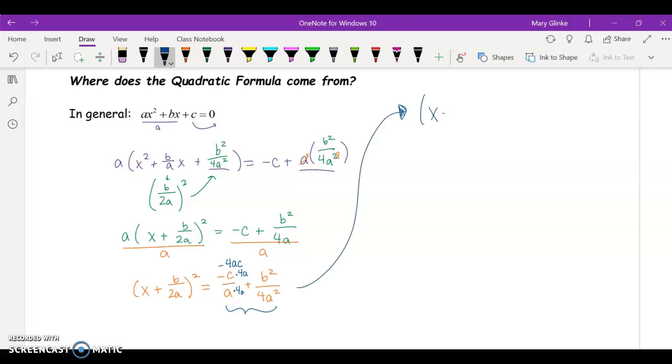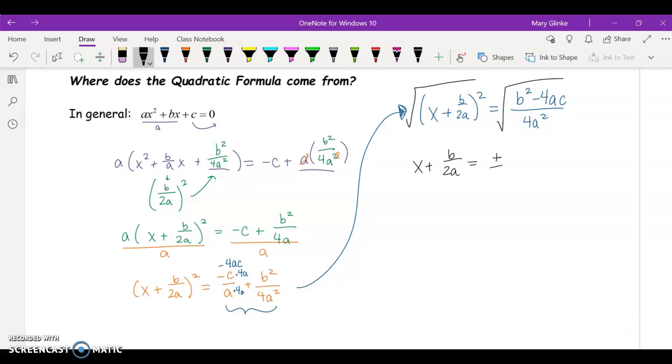Okay, so we get x plus b over 2a, squared, equals, now when we combine them all together, we get 4a squared in the denominator, and I'm going to rewrite my numerator to be b squared minus 4ac. So we are super close. We are going to go ahead and square root both sides. When we do that, we get x plus b over 2a equals positive and negative. I'm going to leave the square root in the numerator. B squared minus 4ac is under the square root. And in the denominator, the square root of 4a squared is 2a.